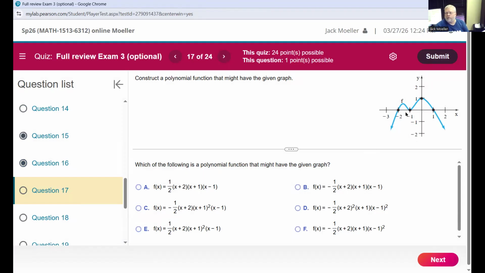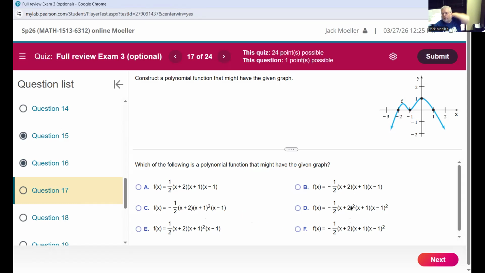So we have x-intercepts at -2, -1, and +1. So the factor forms, basically the signs are going to change. So we need an x plus 2, an x plus 1, and x minus 1. All right. So I'm looking at x plus 2. They all have x plus 2, so that doesn't help. They all have x plus 1, x minus 1.